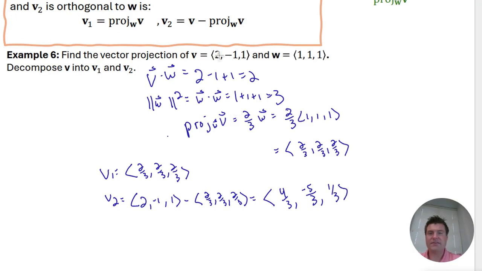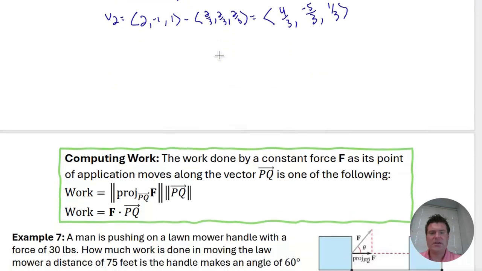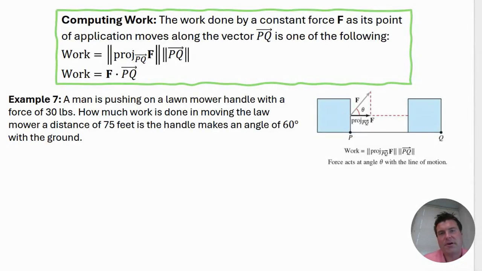All right, and that is projections. I think we're on our last one with our dot product stuff here. Another consequence of it is computing work. Work done by a constant force F, as its point of application moves along vector PQ, is the following. So work is actually going to be the magnitude of the projection of F onto PQ, times the length of PQ, which is the same thing as F dot PQ.